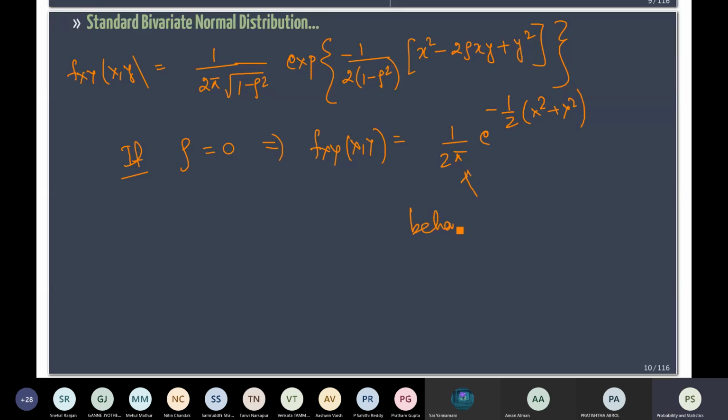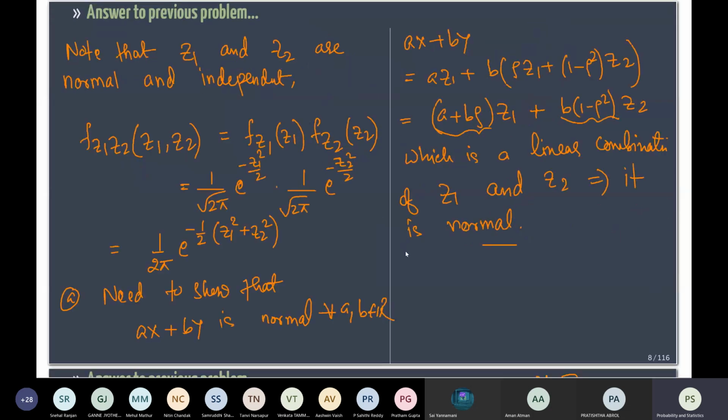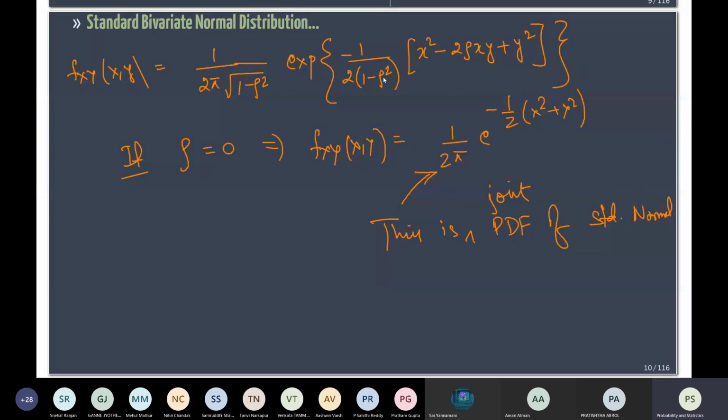So this is not behaves like, this is exactly the joint PDF of the standard normal. Okay, so that's what we saw when we were working with Z. We were given two normal and independent variables, and that's what it came out to be. So this is being produced here the moment rho is equal to 0.